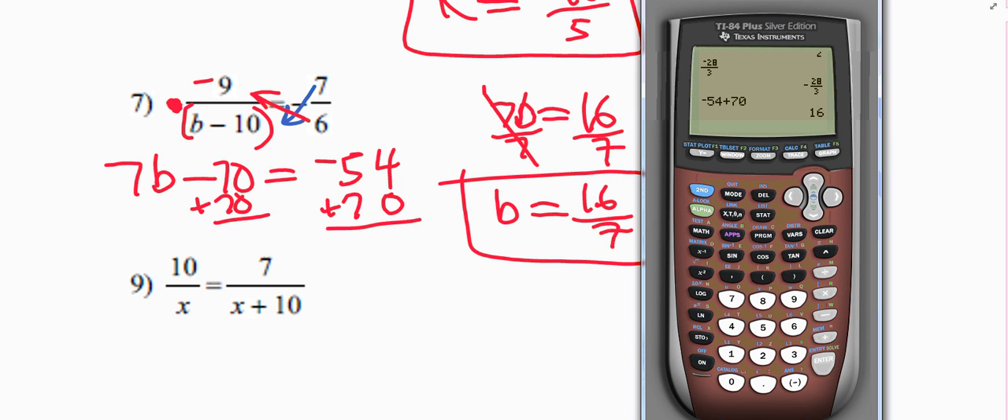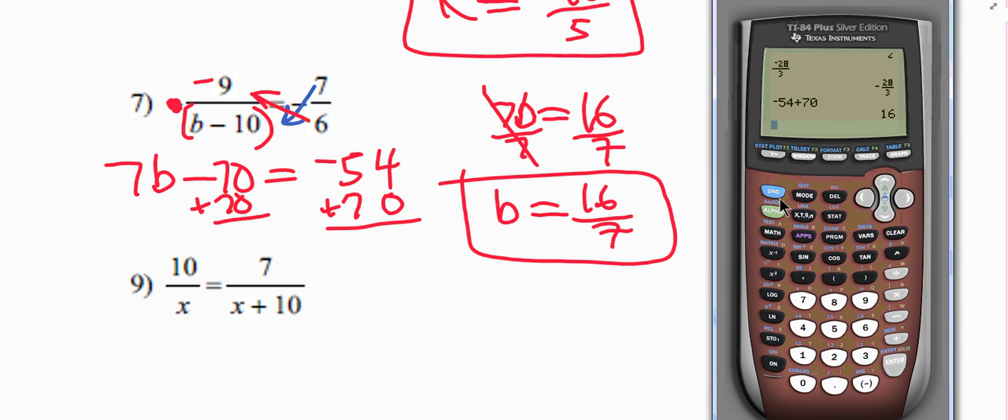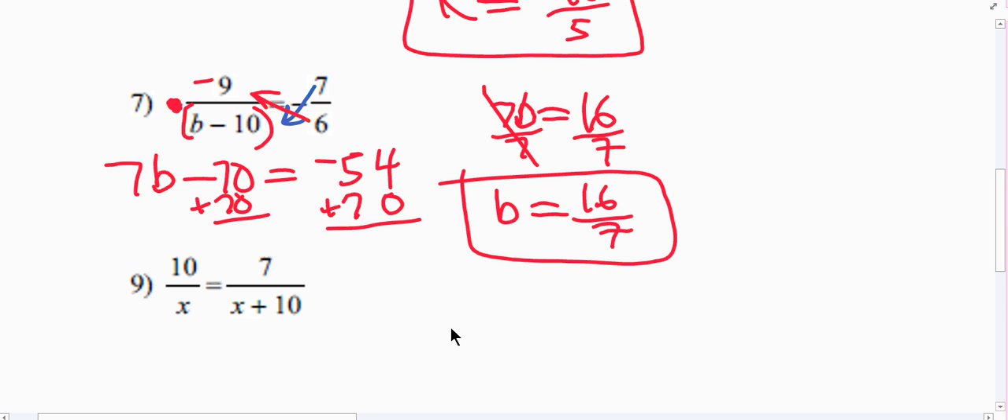Once again, if we want to double check to make sure that's the lowest fraction possible, we're going to put it in our numerator-denominator format just to double check. 16 divided by 7, it's still 16/7. Okay. Alright, let's take a look at number 9.